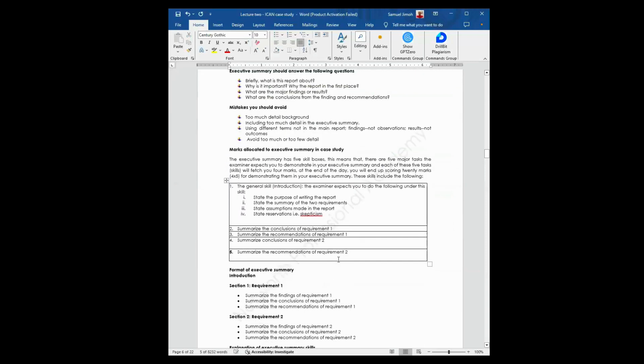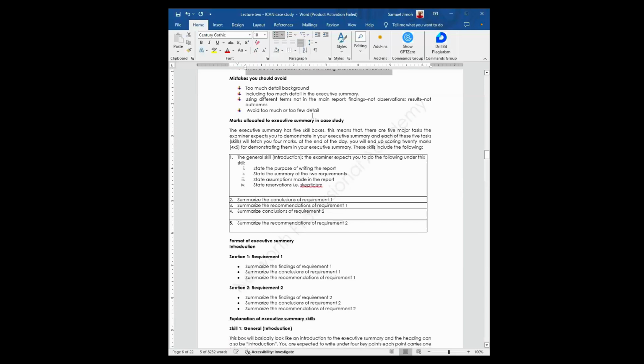So here are a few questions your executive summary should answer. What is the report all about? What is the purpose of the report? Why are you doing the report? Why is it important? What are the major findings or results in the report? And what are the conclusions from the findings and recommendations that you have made? You should ensure that your executive summary is able to answer these key questions.